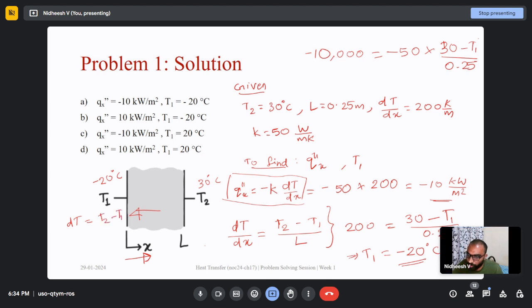The answer is minus 20. Yes, the answer is minus 20 degrees Celsius. You are saying by solving this equation, both are the same equations, right? Okay, understood, sir. Thank you. This equation and this one will turn out to be the same, because 10,000 by 50 will be 200, right? Yes, it will be the same equation. We can approach it both ways, as you rightly pointed out.